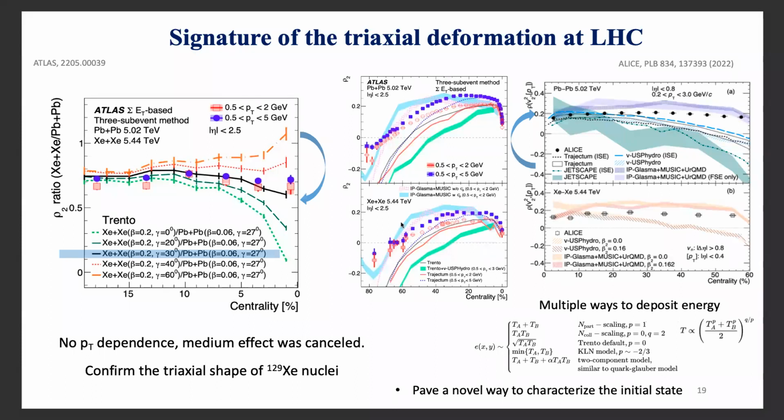And the most important thing, we are also trying to understand the initial state, so we can compare different model calculations from different theories. Actually, we have multiple ways to deposit energies, and this energy is related to the anisotropic flow and also the mean pT. So the LHC results from ATLAS and ALICE and the future CMS results give a novel way to characterize the initial state and also help us to understand the initial state.